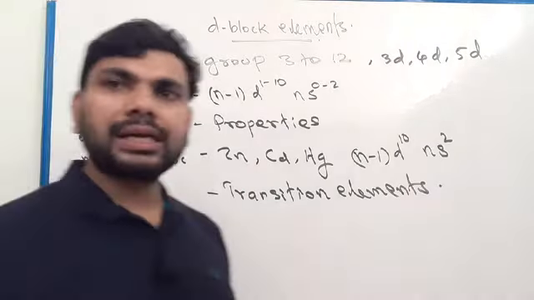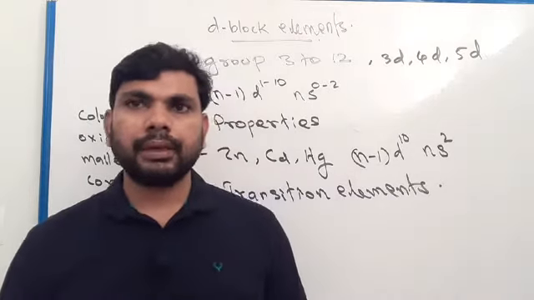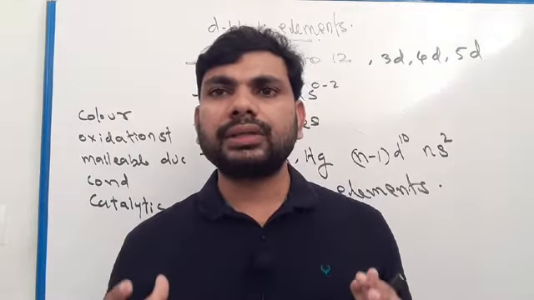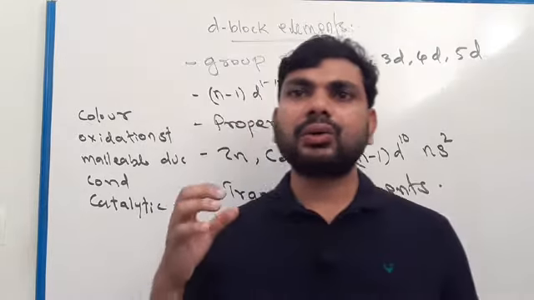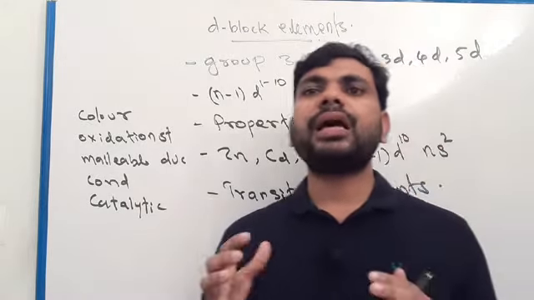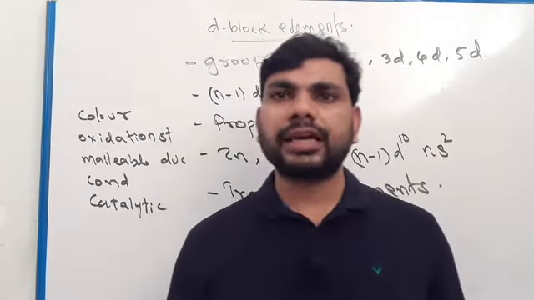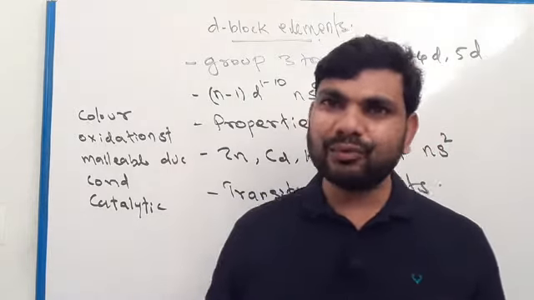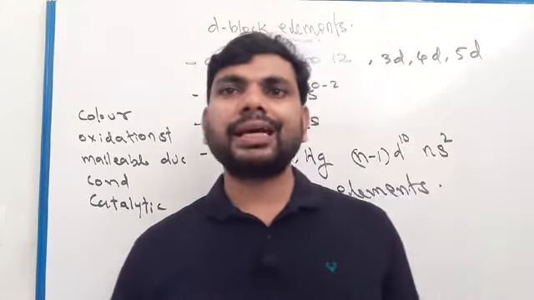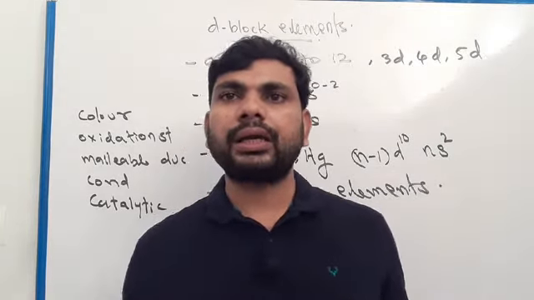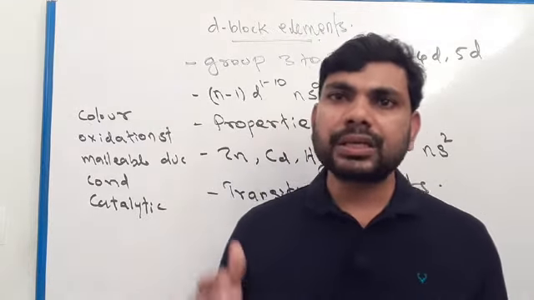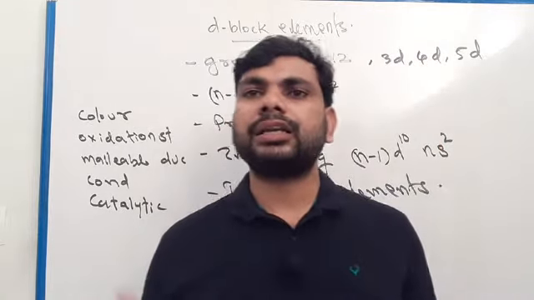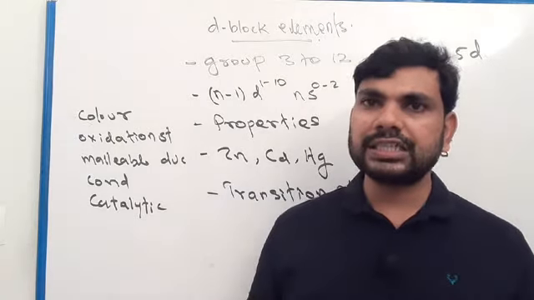Next, we have to understand the properties of D block elements. Most of the D block elements are metals. They are good conductors of electricity and heat. They are malleable and ductile. Malleable means we can change a metal into a metal sheet by applying high force. Ductile means a metal can be changed into a thin metallic wire by applying force. So most D block elements are malleable and ductile.